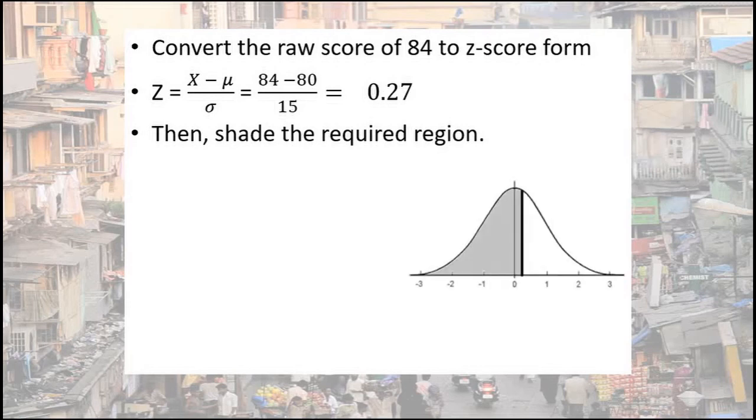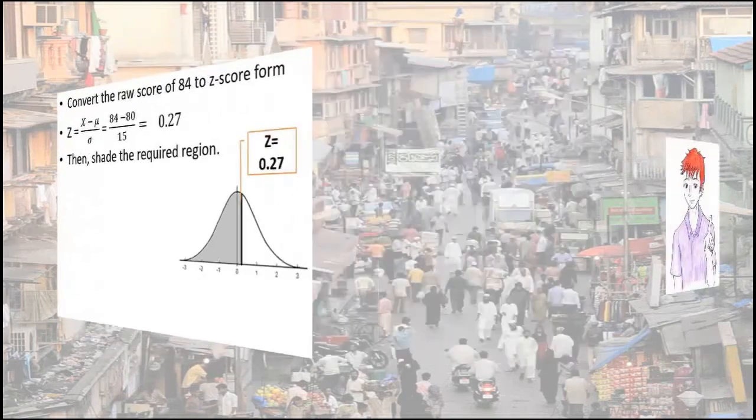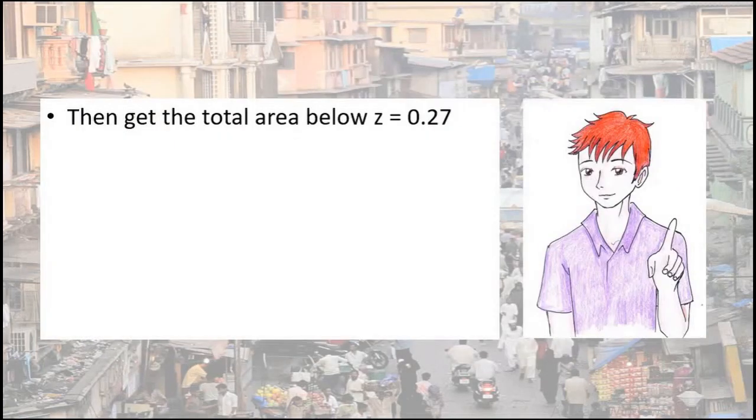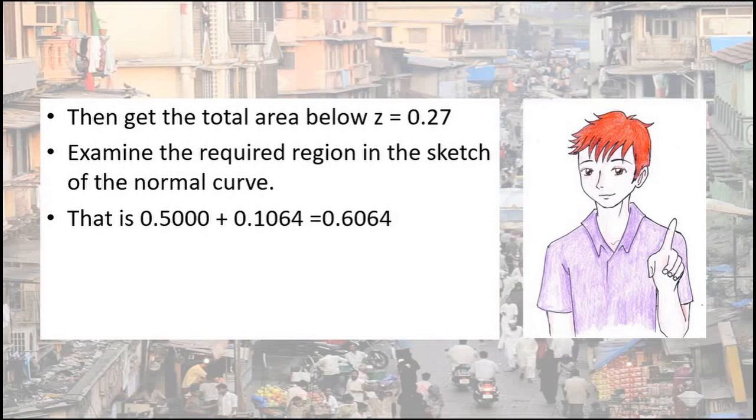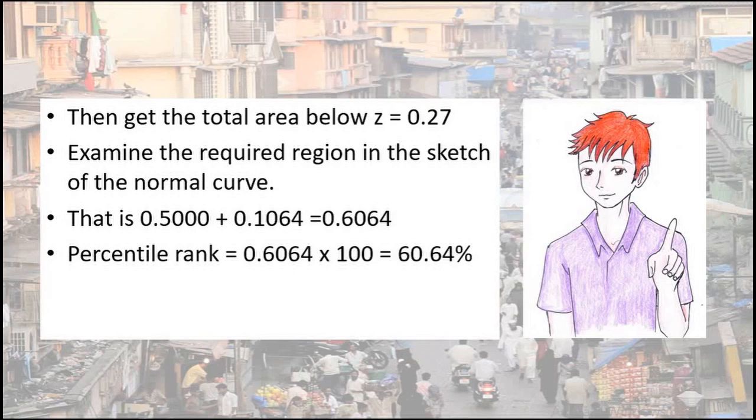Let's now plot z is equal to 0.27, then shade the required region. Then, get the total area below z is equal to 0.27. Examine the required region in the sketch of the normal curve. So that is 0.5000 plus 0.1064, which is equal to 0.6064. The percentile rank is equal to 0.6064 multiplied by 100. So that is 60.64%.